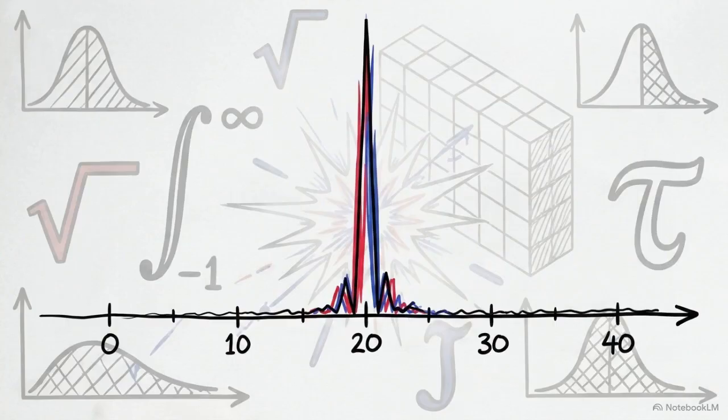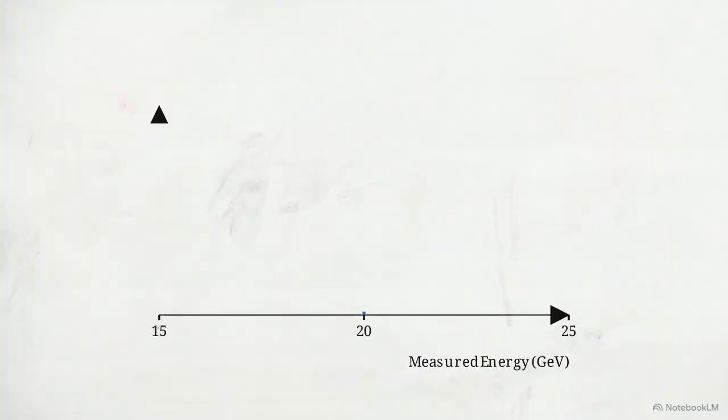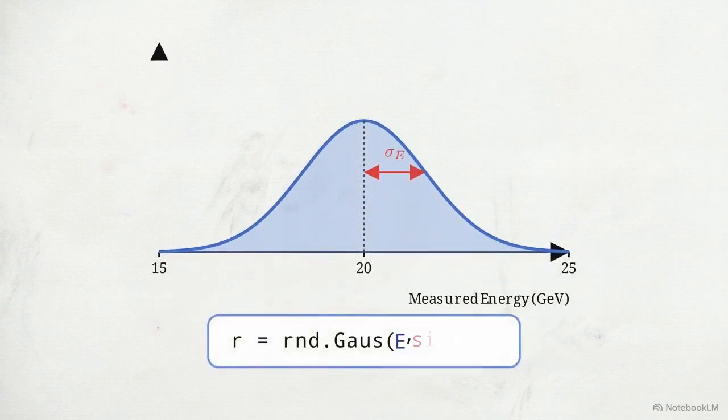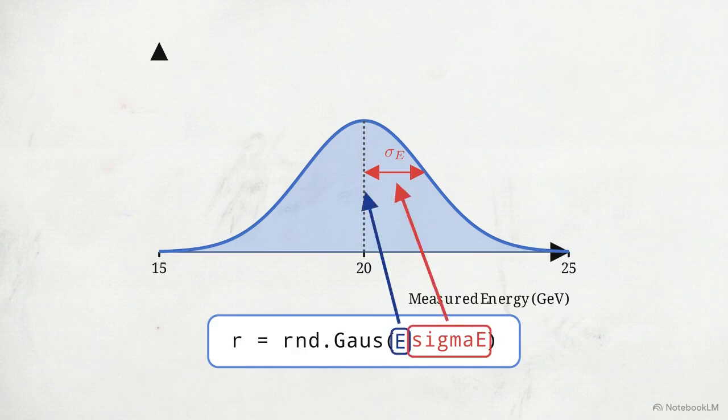Now we apply a concept called smearing. To simulate a realistic measurement, we do not record a perfect 20 GeV. Instead, we draw a random number from a Gaussian distribution centered at 20, utilizing our calculated width for the deviation. In Python, the ROOT framework handles this complex math under the hood, with the rnd.gauss function, passing in our energy and sigma values as arguments.